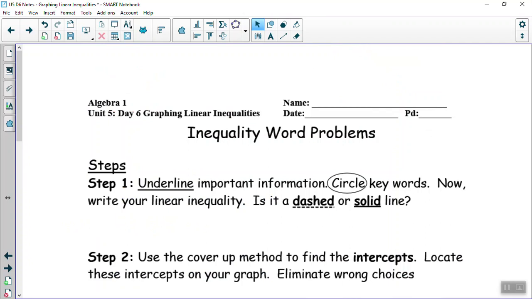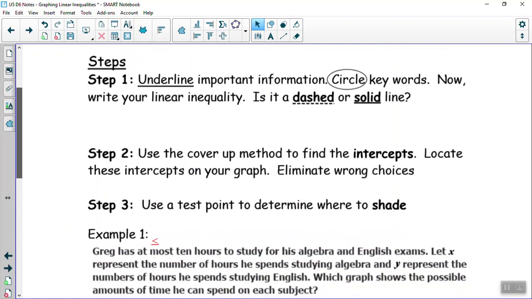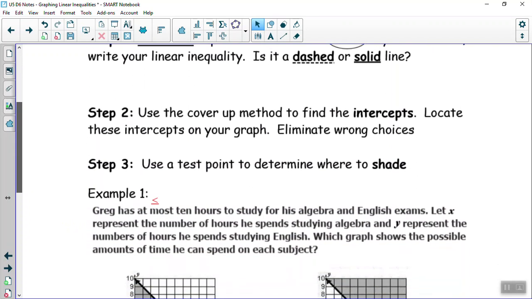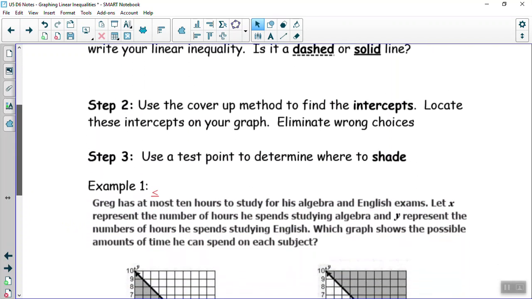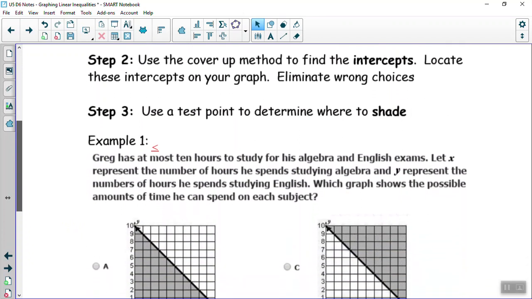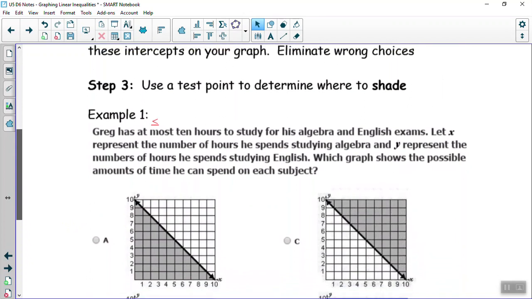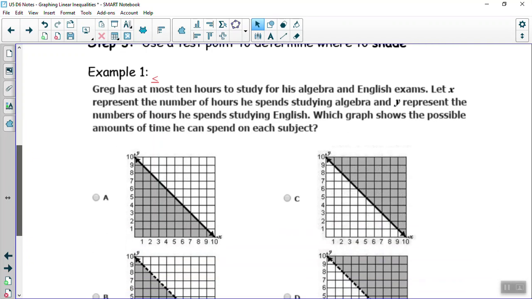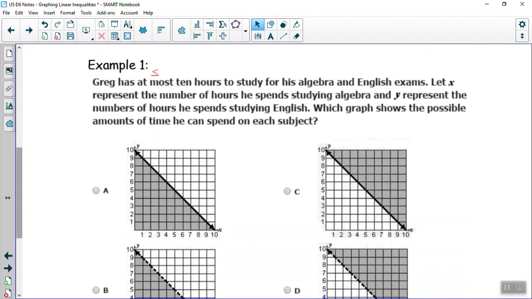All right, let's come over here and let's look at word problems. All right, so we always want to underline important information, circle keywords, okay? Write your inequality, decide is it a dash or solid line. You can use the cover-up method to find the intercepts, and always try to eliminate wrong choices. You can use a test point to determine where to shade. Now this one here in particular, though, doesn't give us a whole lot of information.